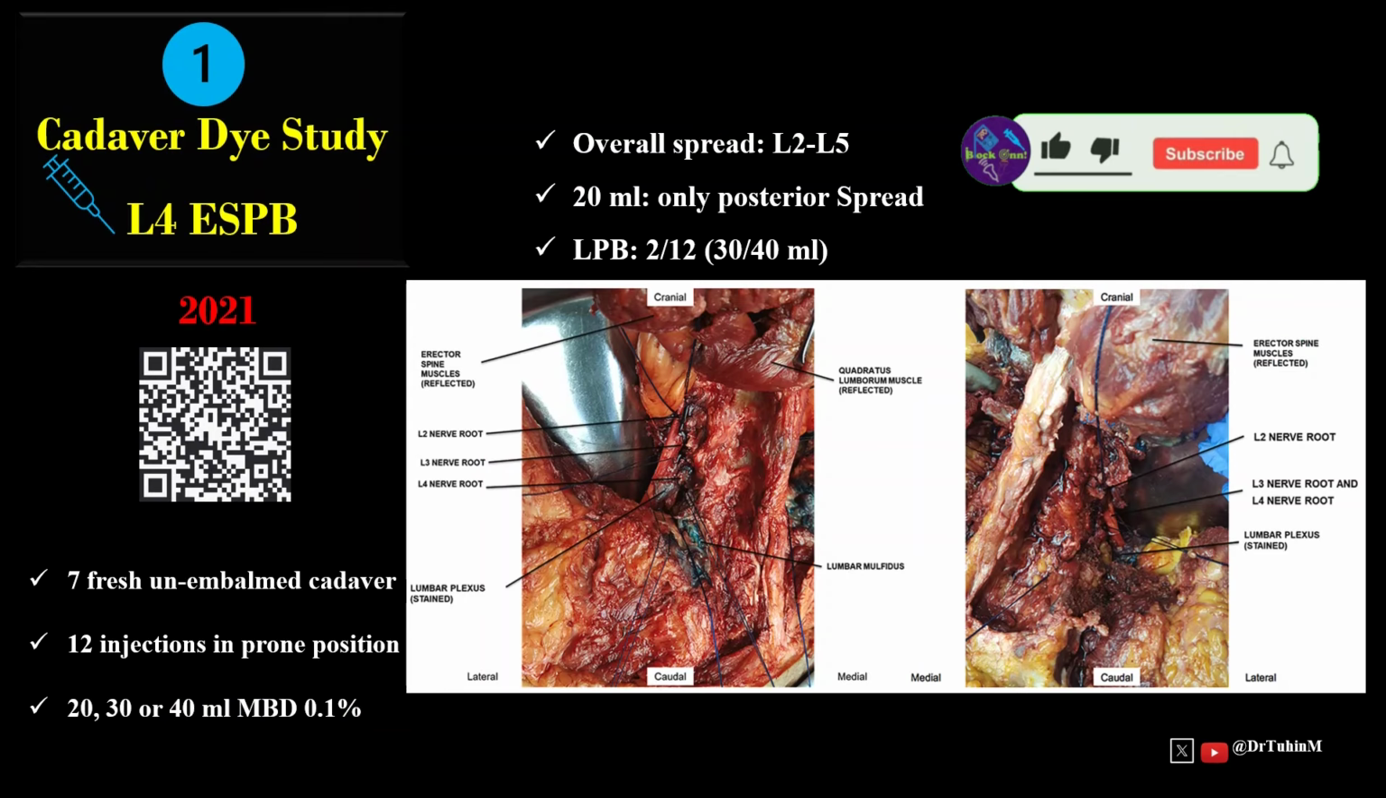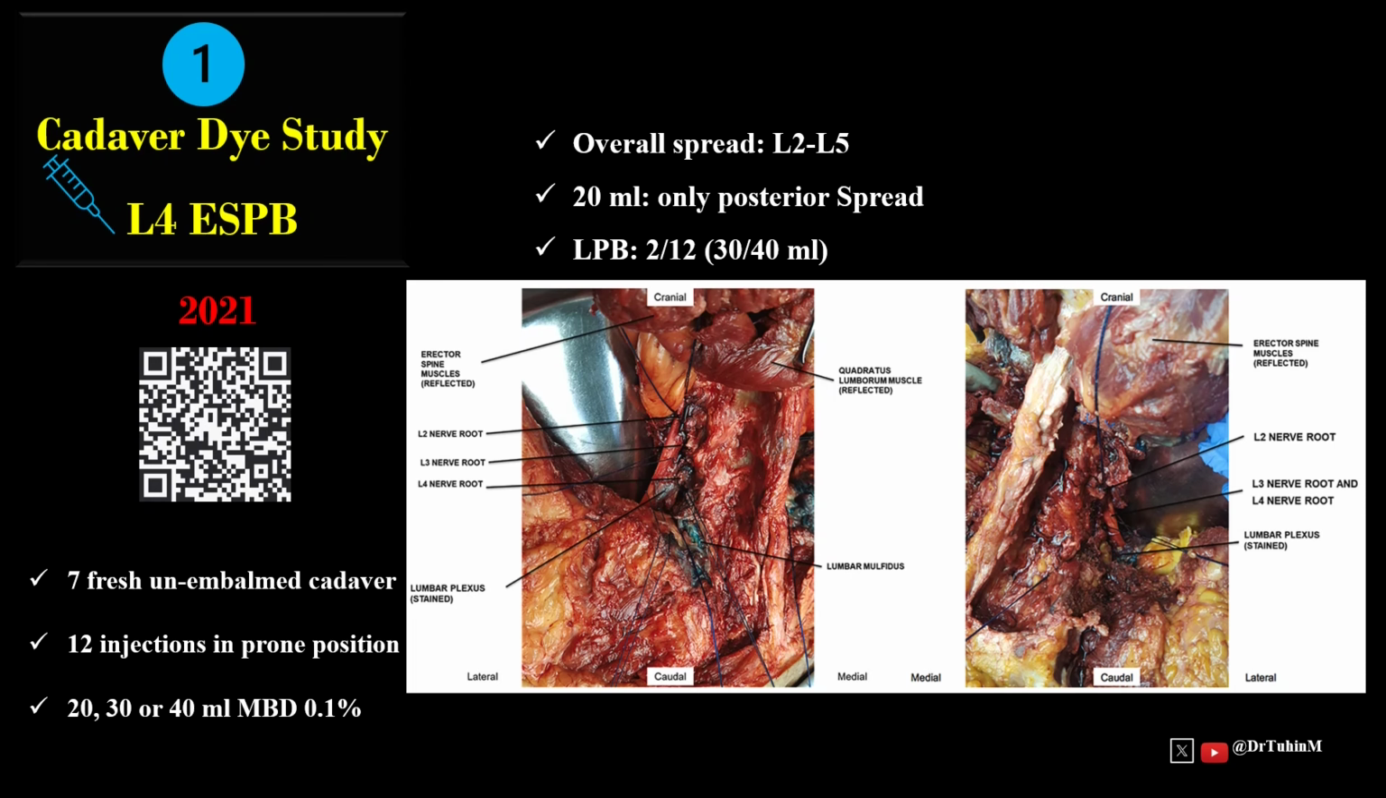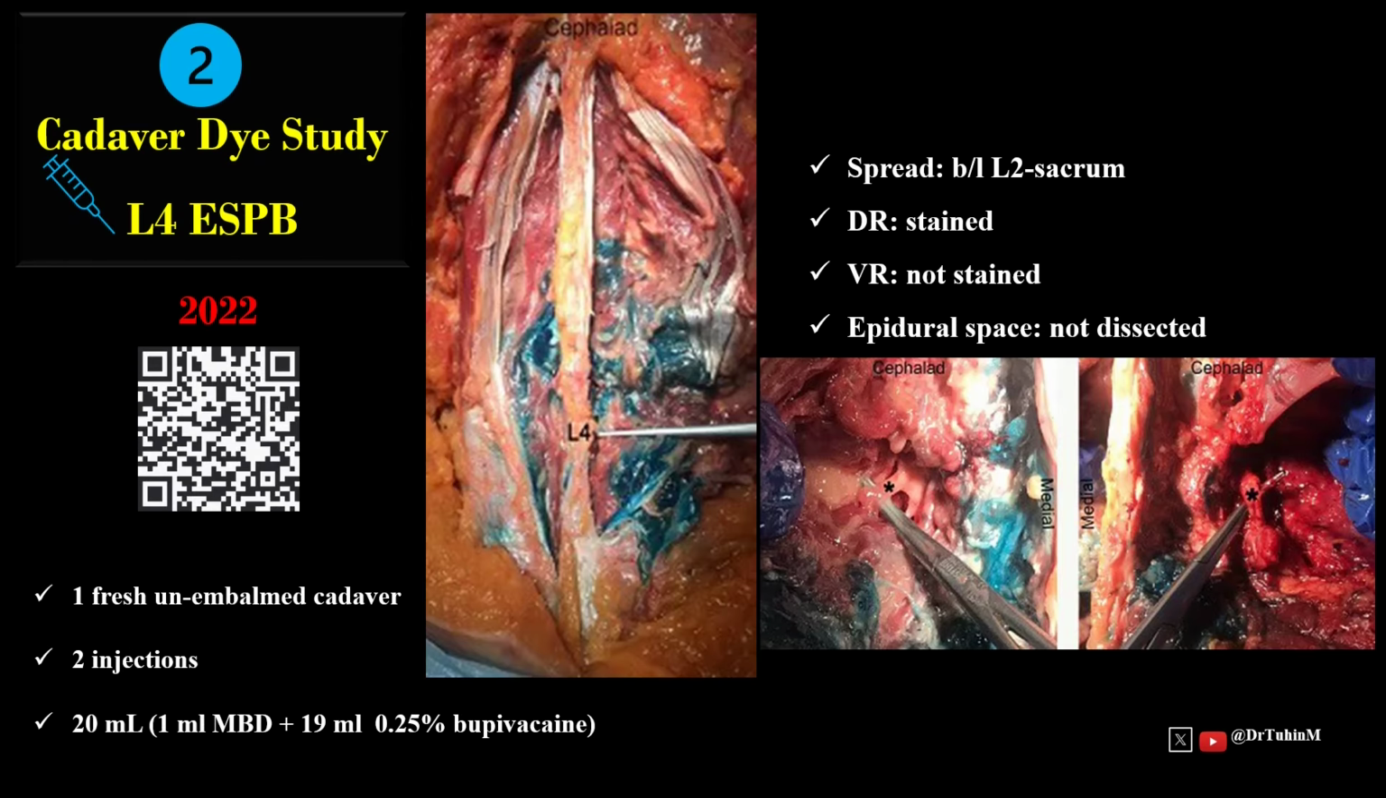If you see that with 20 ml volume, the spread is not much. The injection was performed only at L4 level and the spread was only L2 to L5. When the volume was increased, the drug reached towards the lumbar plexus. So two cadavers out of 12 had lumbar plexus spread with the higher volumes. And here, the injection was performed at L4 level, a methylene blue dye injection with 20 ml volume. The dorsal rami were stained, ventral rami were not stained, and the spread here was L2 to sacrum, but not beyond the sacrum. And the epidural space here was not dissected, so we don't know whether it spread to the epidural, but the injection spread was limited to the L2 to sacral area.